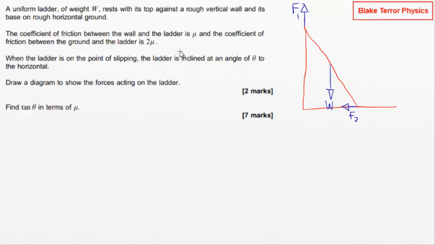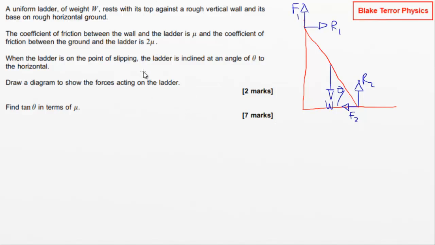The coefficient of friction between the wall and the ladder is mu, and between the ground and the ladder is 2 mu. When the ladder is on the point of slipping, the ladder is inclined at an angle theta. I'll just finish the force diagram by adding in these reaction forces. We'll call that one R1, that one R2. They're our normal reaction forces. And this angle here is theta at the point of slipping.